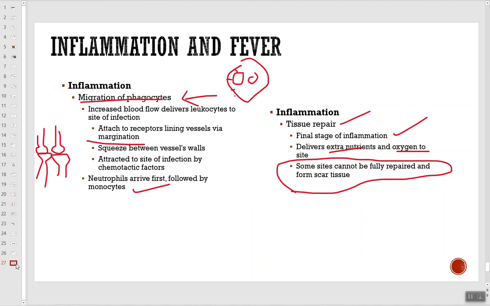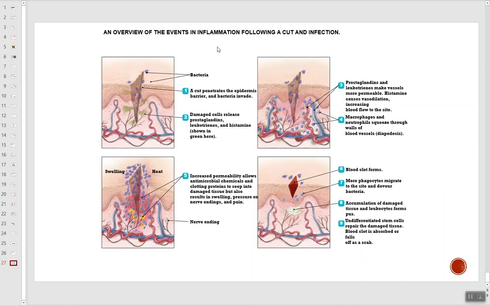Here's an overview. So the bacteria, this is like a splinter. Damaged cells are going to release prostaglandins, leukotrienes, and histamines. Prostaglandins are going to dilate the vessels. Blood flow is going to increase. Macrophages and neutrophils are going to squeeze out by diapedesis. And the increased permeability is going to allow some of the antibiotic chemicals. And we already talked about the clotting factors.